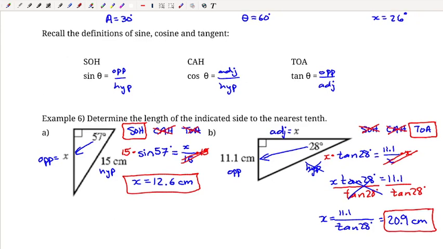So again, we use SOHCAHTOA to find a missing side when we know one of the angles and we know one of the sides and we're looking for another side.